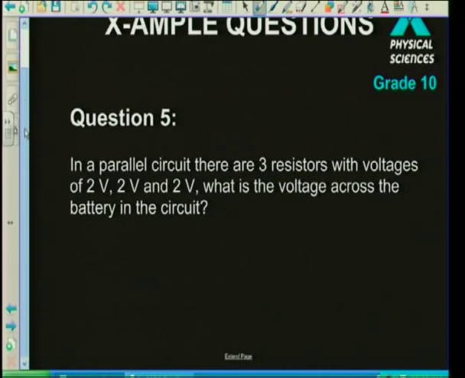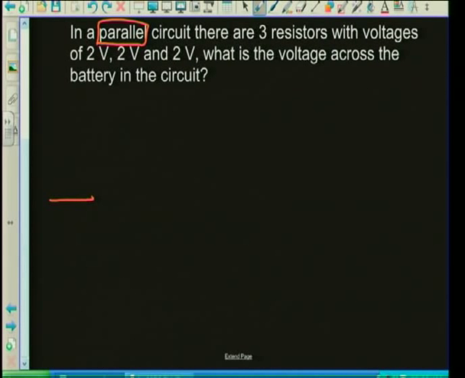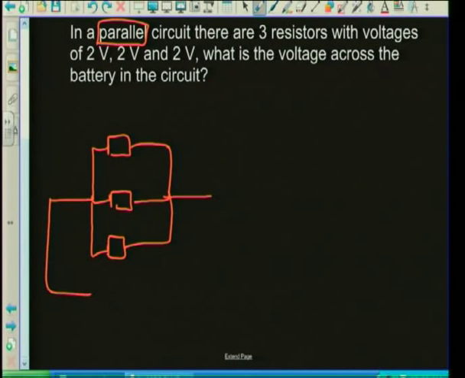You ready for one more question? Absolutely you are. So in a parallel circuit, there are 3 resistors with voltages 2 volts, 2 volts, 2 volts. What is the voltage across the battery in the circuit? So now I have 3 resistors. And my battery needs another half. Okay, there's my circuit, and they tell me that this is 2 volts. Brilliant. What is the voltage across the battery?